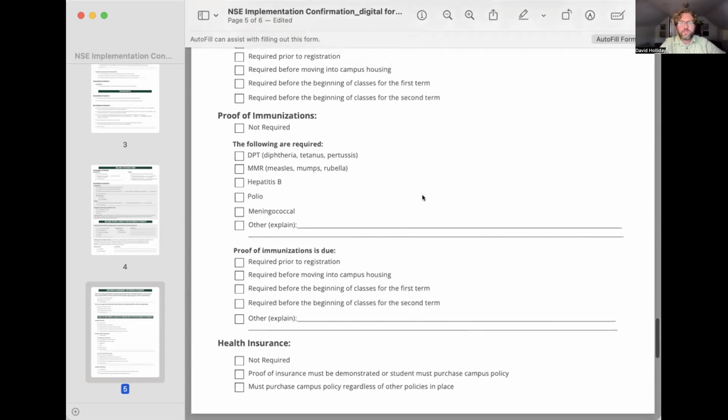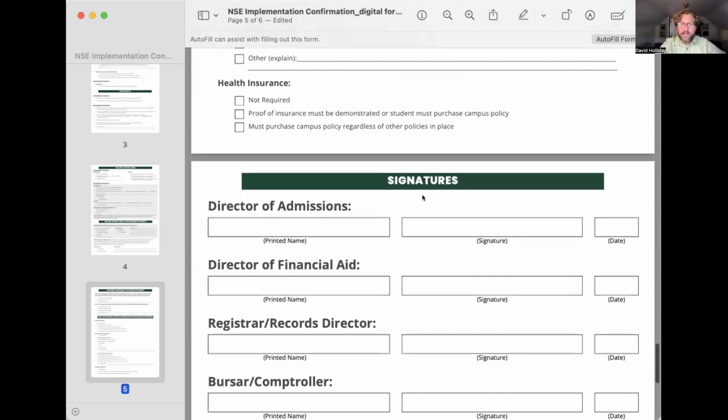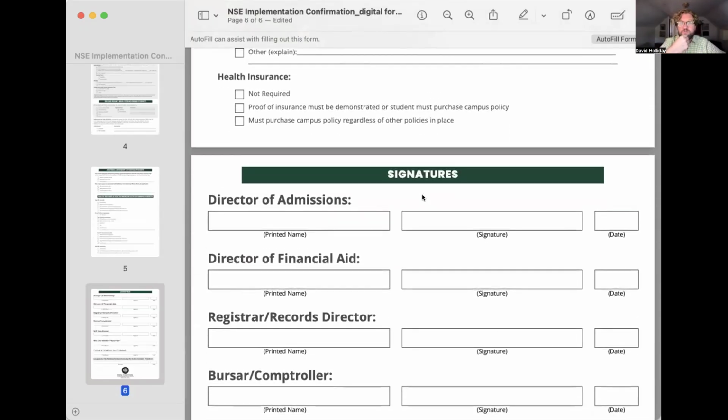So feel free to indicate all of those things as well. And then, as I said earlier, there's also spaces for signatures. So this form is really meant to be a conversation between you and all of these appropriate offices and people on your campus to make sure that there's a solid plan, that everybody's on the same page, that will really provide a streamlined process for your students, incoming and outgoing.